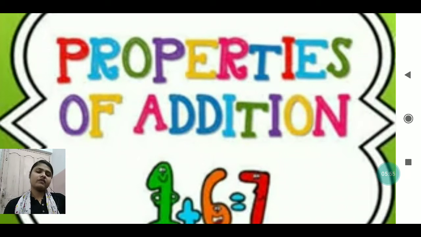Now let's move on with the properties of addition. You can see in properties of addition we are going to discuss, there are few properties of addition which help you to do the addition much easier. And how we can do this? Just see.